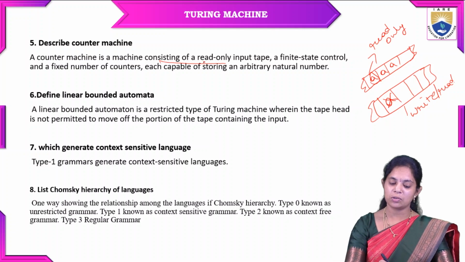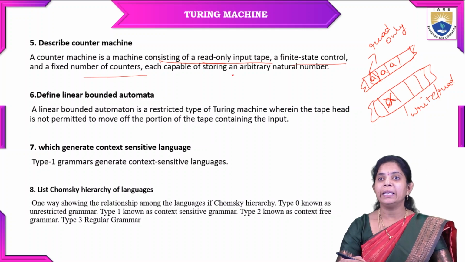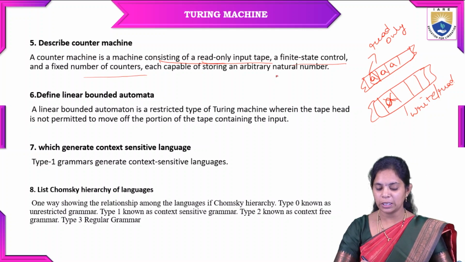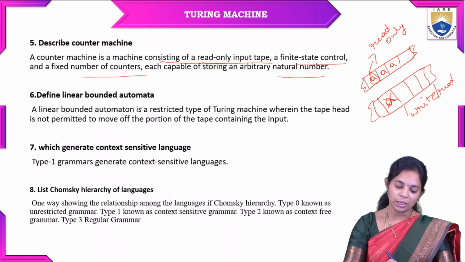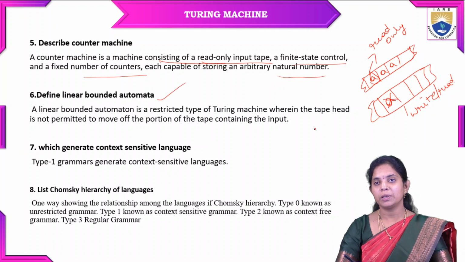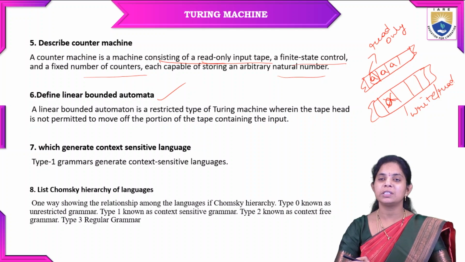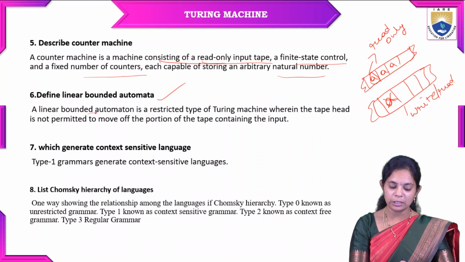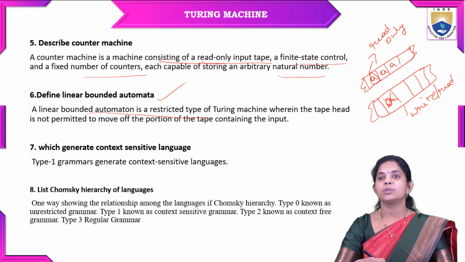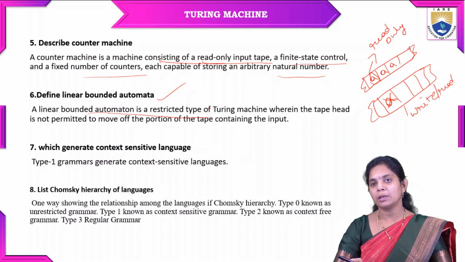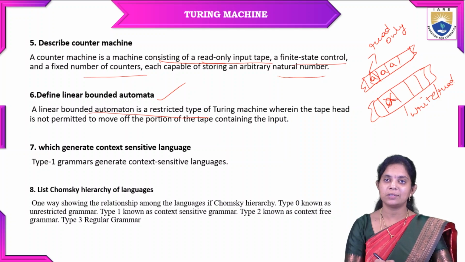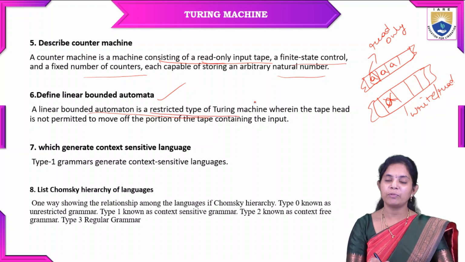So it consists of a read only input tape, a finite controller, and a fixed number of counters, each capable of storing arbitrary natural numbers. Define linearly bounded automata. Coming to the Chomsky hierarchy, linearly bounded automata are formed with the context sensitive languages. The linearly bounded automaton is a restricted type of Turing machine: the same construction, the same model as a Turing machine, but with a restriction.